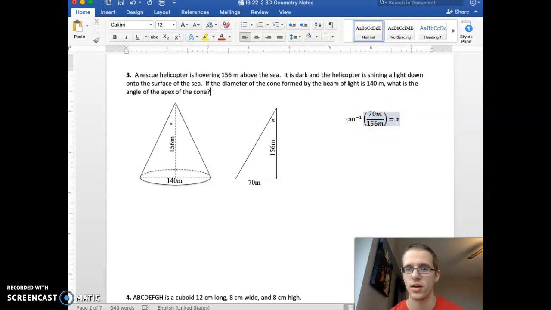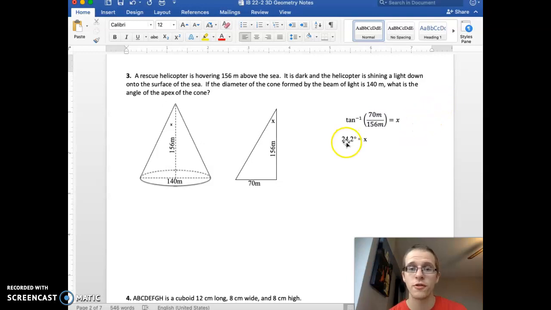What do you get for that angle? And you should end up getting 24.2 if you round that to 3 sig figs. Otherwise, your exact answer is looking like 24.16662984, and that's degrees is your unit. That is the angle of that apex.